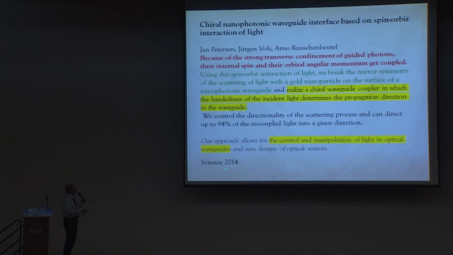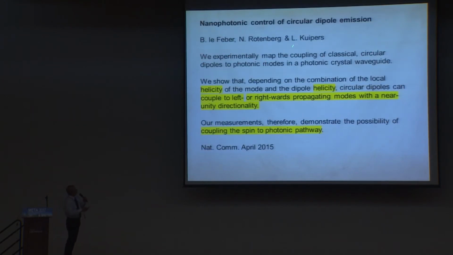This is one example here, 2014, by the group of Arno Rauschenbeutel and company. They realize a chiral waveguide coupler where the handedness of the incident light determines the propagation direction in the waveguide, and this is to control and manipulate light in optical waveguides and for new designs in optical sensors. There is this group by Kuipers and company looking at the helicity coupled to the left or right hand rightwards propagating modes with near unity directionality.